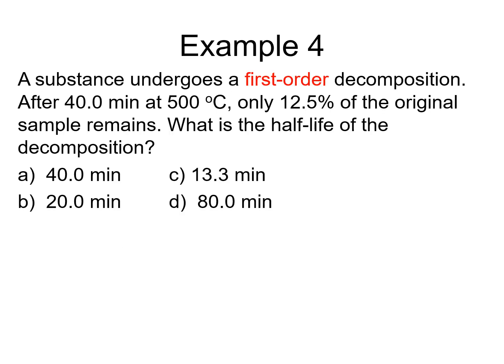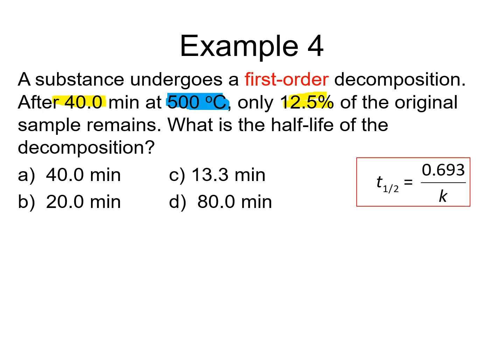Let's see another example. A substance undergoes first-order decomposition. After 40 minutes, at 500 Celsius, you have only 12.5% left. So what's going to be the half-life? You have the temperature, but you don't really have to do anything with it. The temperature does affect the speed of a reaction, so it's proper to provide it, but you don't have to do any math with it. The important numbers are that you have 40 minutes to go from 100% to 12.5%.